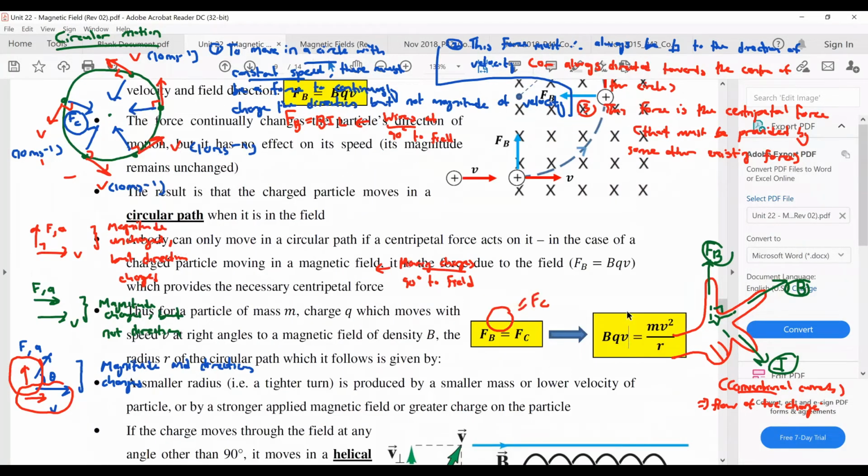From here you can find a few things. If you want to manipulate the radius of turning of your charge inside a magnetic field, BQV equals mv squared over r, so r will just be mv over BQ. If you want your radius to be smaller, you use smaller mass, smaller velocity, or larger magnetic flux density, or larger charge. Those are things you just need to know.